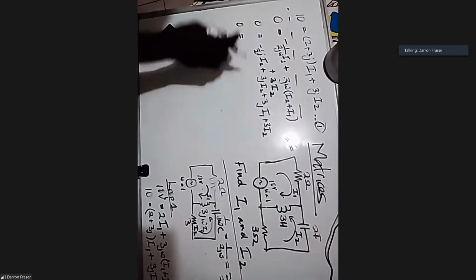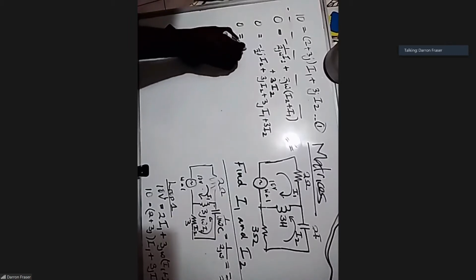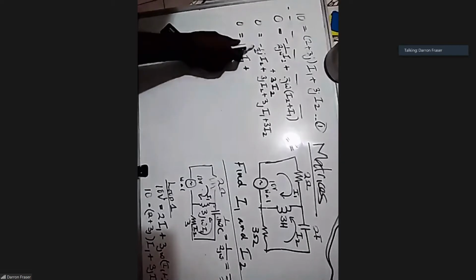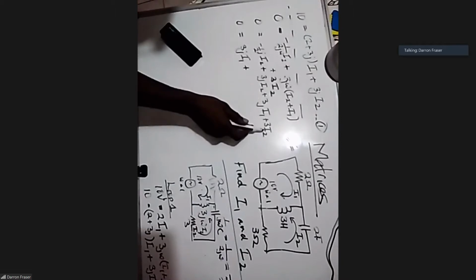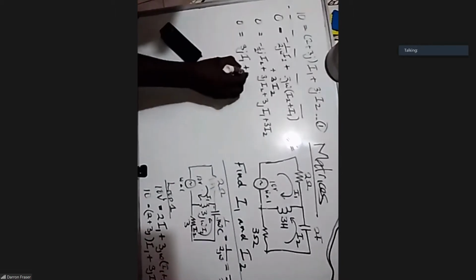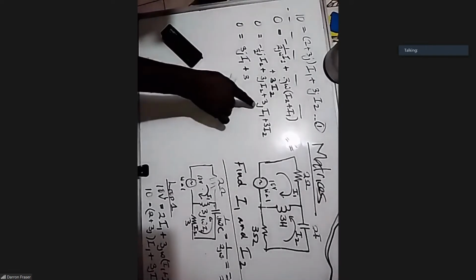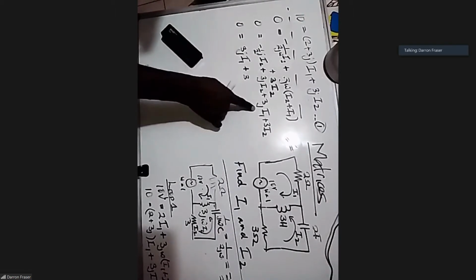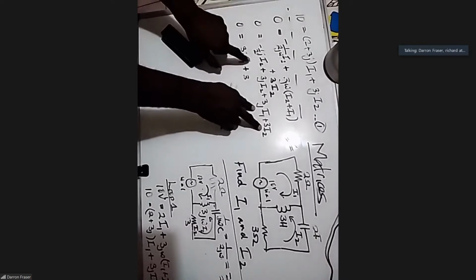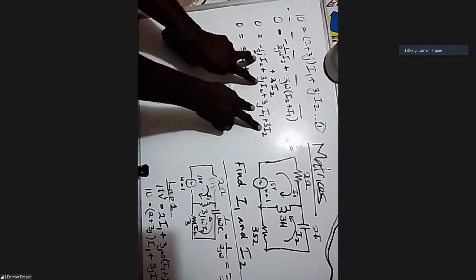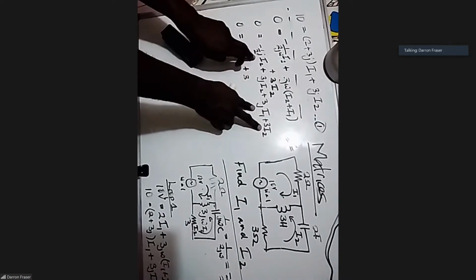I'll put everything together. Then what we are going to get is 3J I1 plus 3 I2, and in the middle, these two, 3J I2 minus a half J I2.